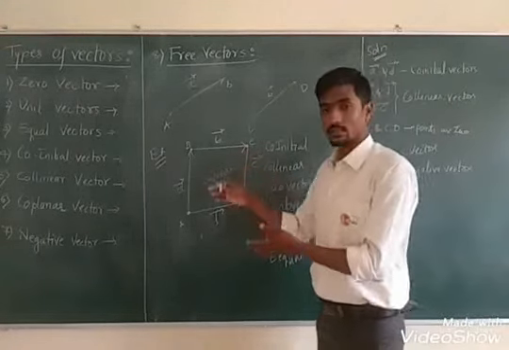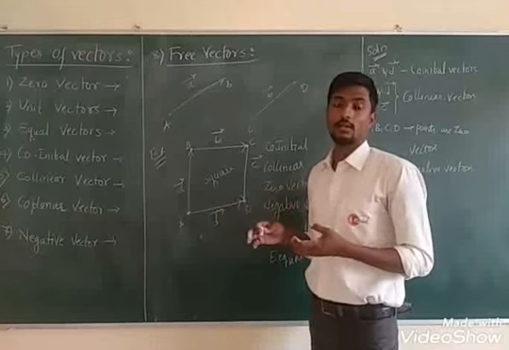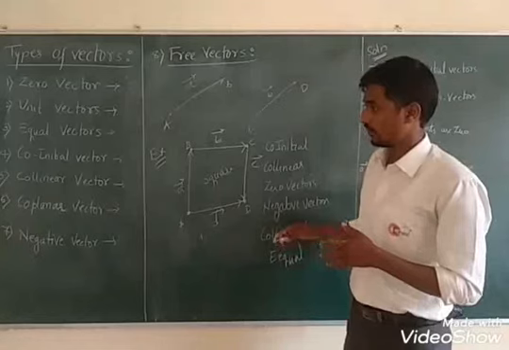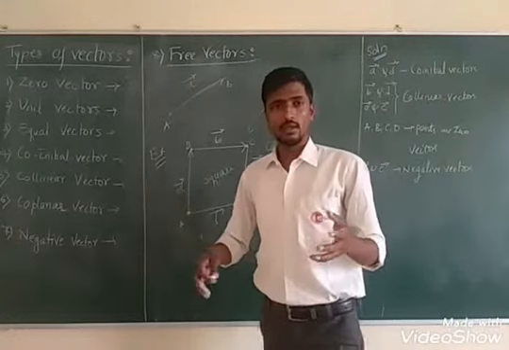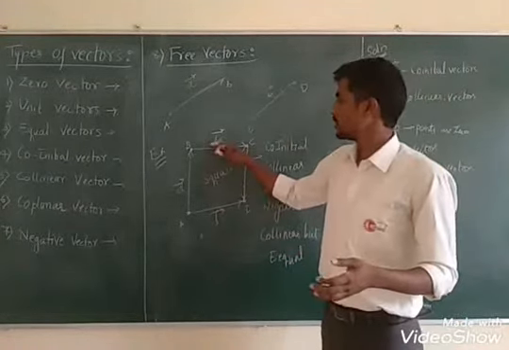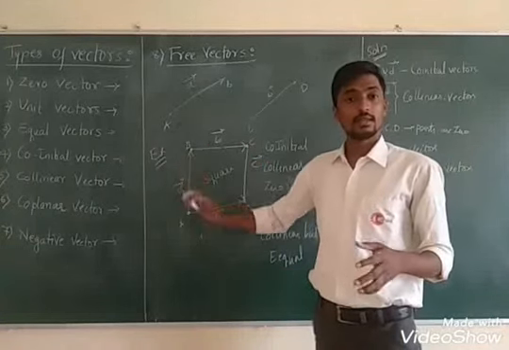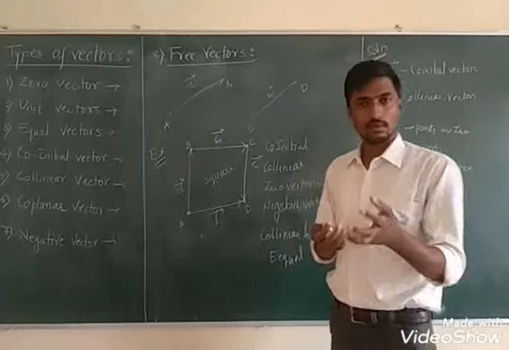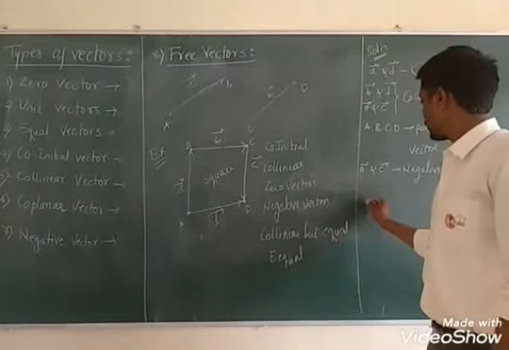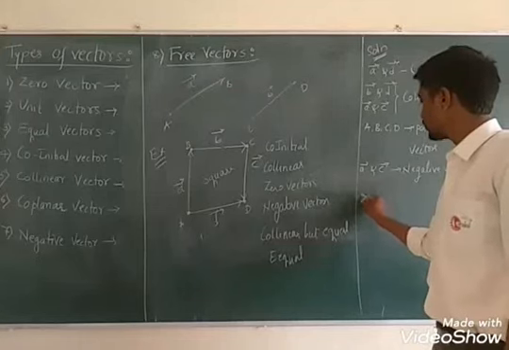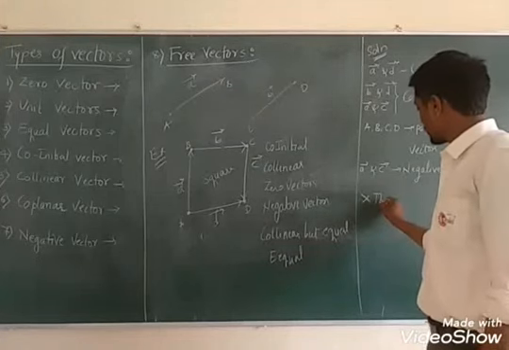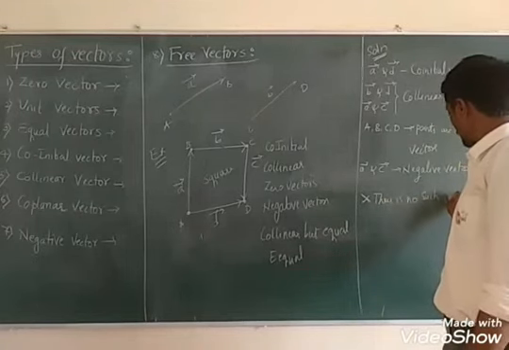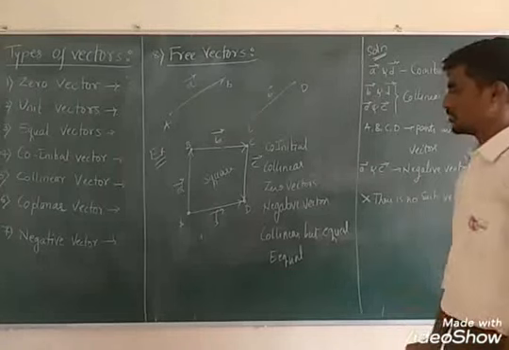And next, collinear but not equal. There is no such vector in this which is collinear but not equal. Are you familiar? Look here, what does collinear mean? They are parallel. So this and this are definitely parallel, but they are not unequal, meaning their magnitudes are not different. So there are no such vectors.